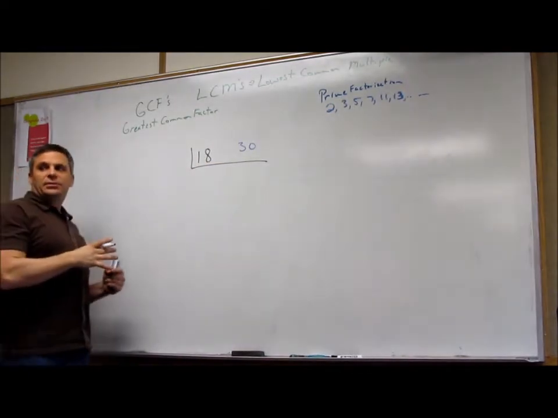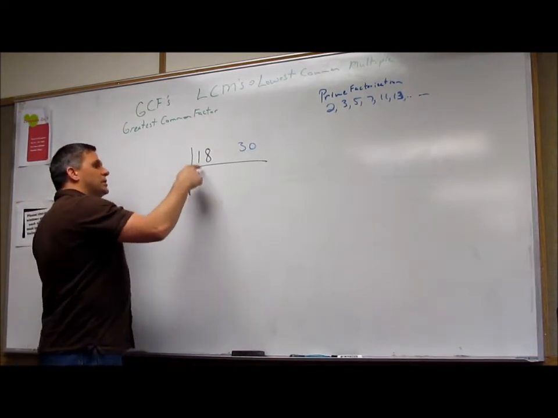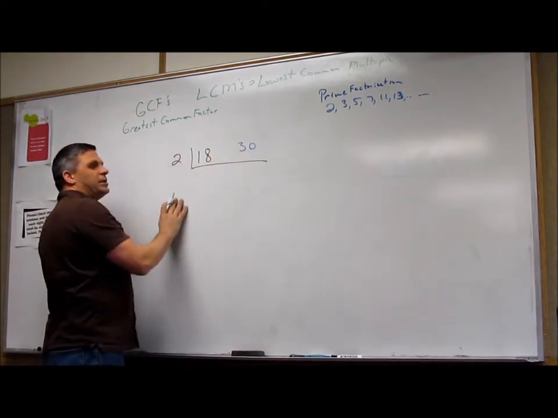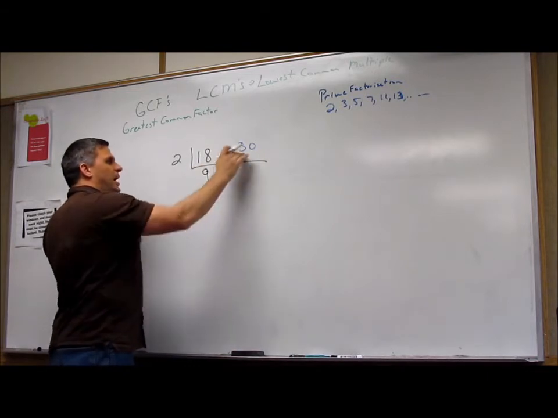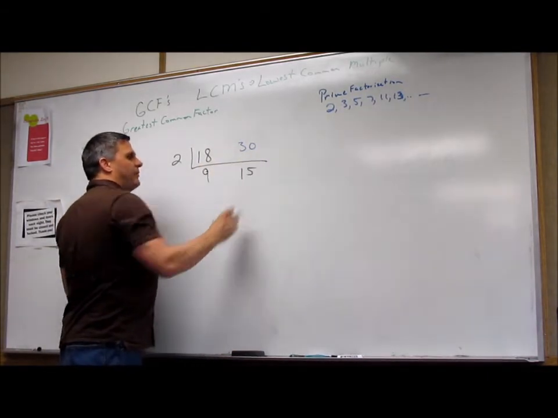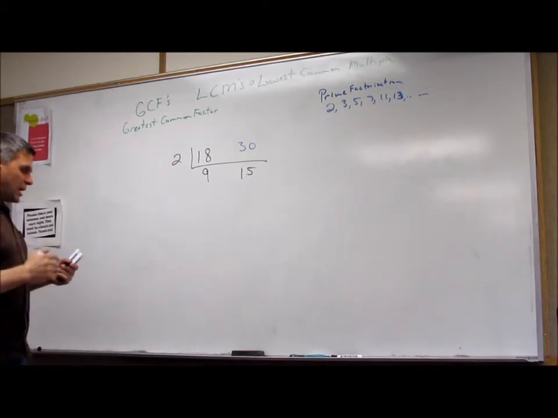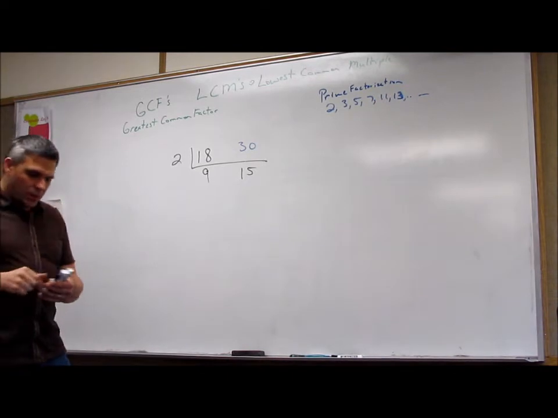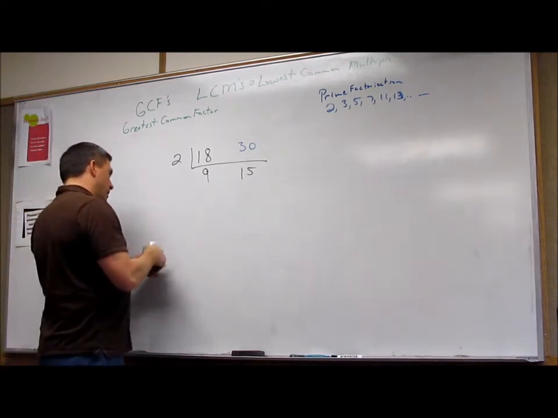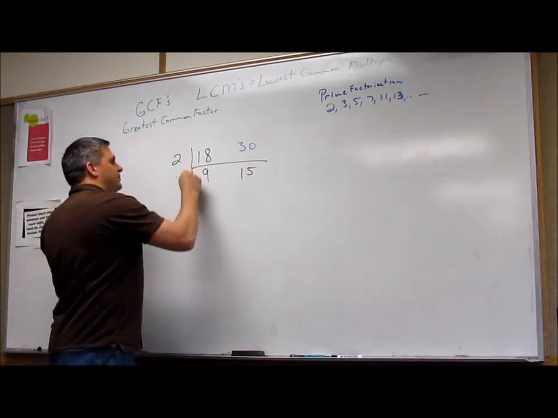Are they even? So yes, they are even, so 2 goes into them. 2 goes into this one 9 times. 2 goes into this one 15 times. Okay? Does a 2 go into both of these numbers? No. Okay? So what does?